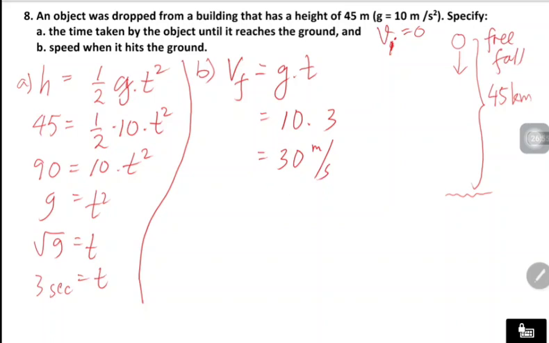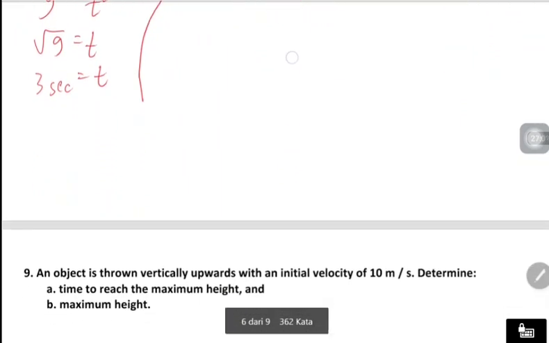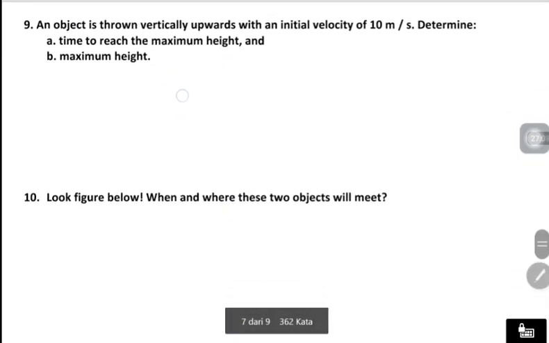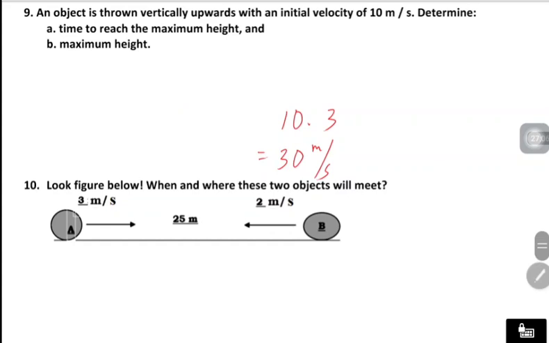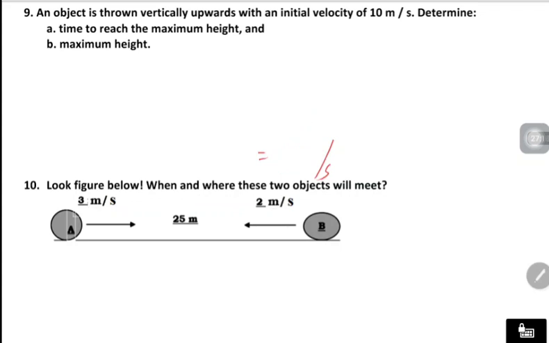Next, number 9. An object is thrown vertically upwards with an initial velocity of 10 meters per second. Determine A, the time to reach the maximum height, and B, the maximum height.